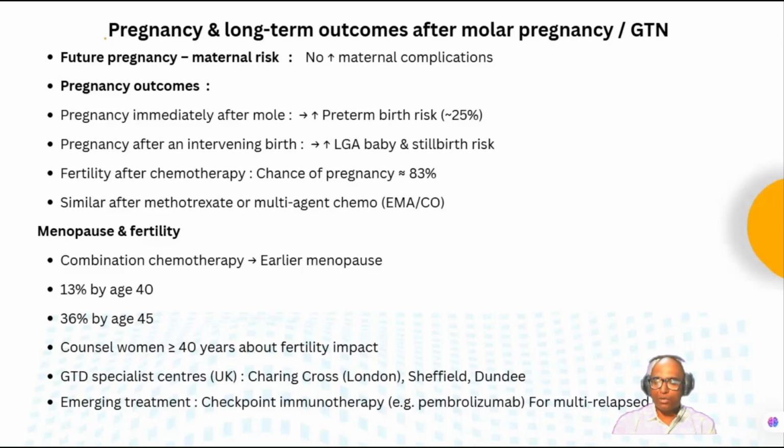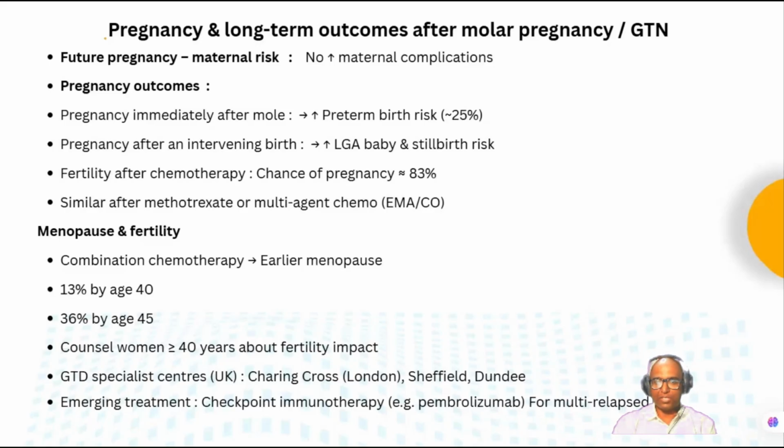So fertility is good after methotrexate as well as multi-agent chemotherapy. However, after the age of 40, you are going to counsel that patient that the chance of fertility will be reduced. Then menopause and fertility: combination chemotherapy can lead to earlier menopause. So 13% will have menopause by the age of 40, and one third, that is 36%, by the age of 45. So you have to counsel women who are more than 40 years about the fertility impact.